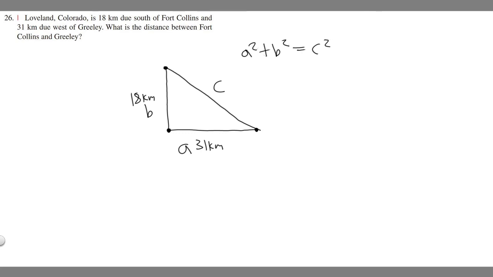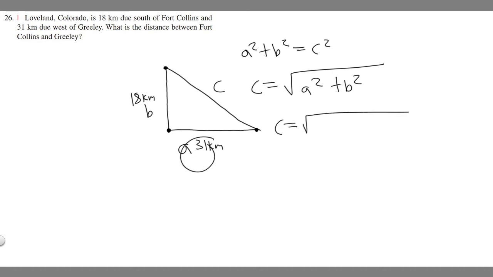Since we know a and b, what we can do is solve for c. So if I square root both sides, it gets rid of this square. So we know c equals the square root of a squared plus b squared. And all we have to do is plug it in and solve. So c equals the square root of a, which in this case is 31, squared plus b, which is 18, squared. So c equals the square root of 31 squared plus 18 squared.